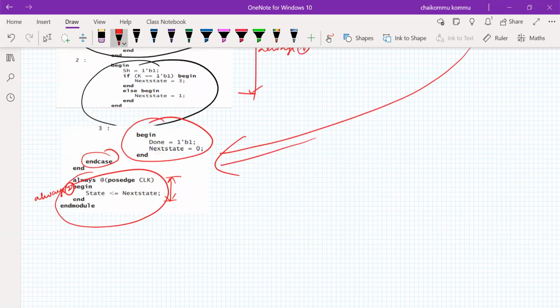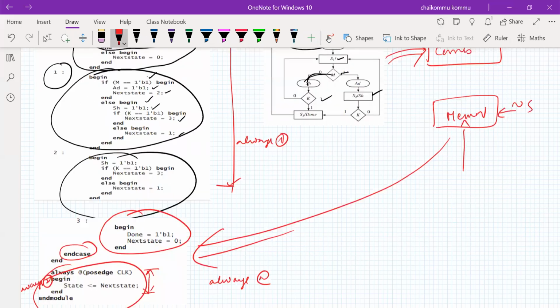Okay, always at the rate of positive. ఇదంతే కదా, ఇది క్లాక్ మీద డిపెండెంట్ కదా ఈ మెమరీ ఎలిమెంట్ అనేది. ఇక్కడే ఉంది నెక్స్ట్ స్టేట్ ఉంది, ఇక్కడే ఉంది మనకి ప్రెజెంట్ స్టేట్. వాట్ ఈస్ సింపుల్ నోటేషన్? Whenever we have a positive edge of the clock, present state is assigned by next state. అంతే కదా. That's the simple notation.